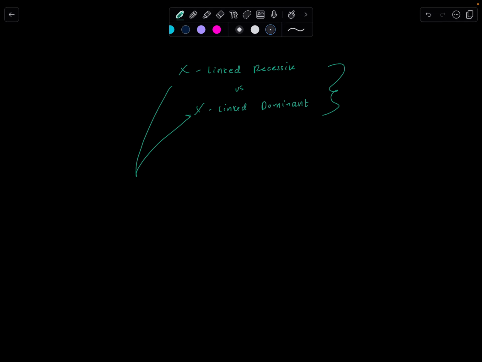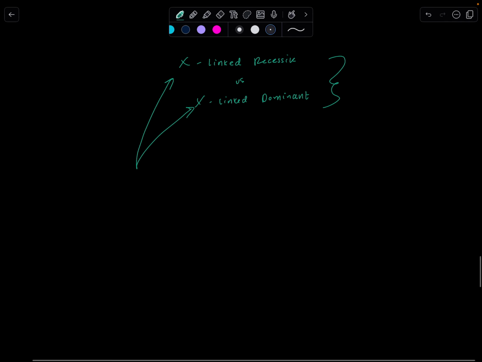In this video, I'm going to be going over X-linked recessive versus X-linked dominant and how this transmission occurs. This is going to be a very quick, short video just showing you how to differentiate these two, because I know I kept getting confused by this when I was learning.